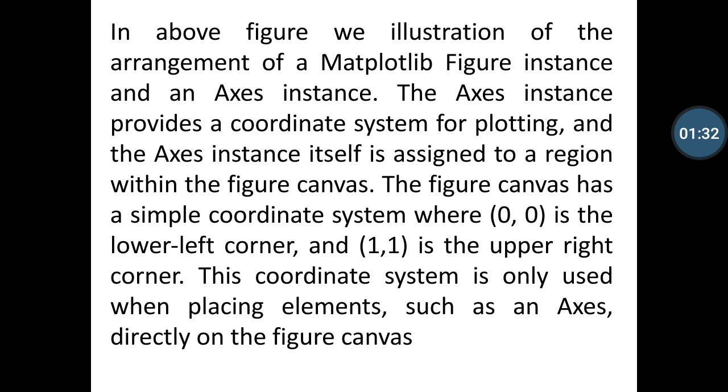The axis instance provides a coordinate system for plotting, and the axis instance itself is assigned to a region within the figure canvas. The figure canvas has a simple coordinate system where 0 0 is the lower left corner and 1 1 is the upper right corner. This coordinate system is only used when placing elements such as axes directly on the figure canvas.